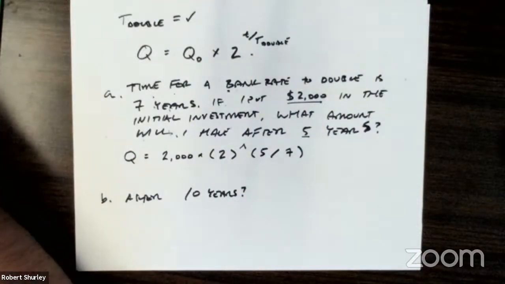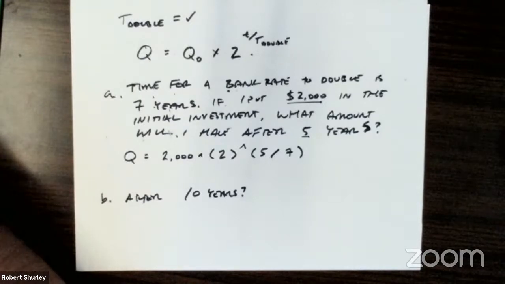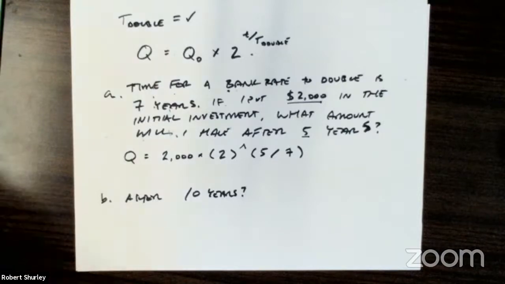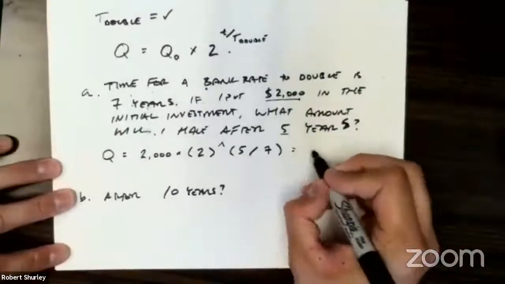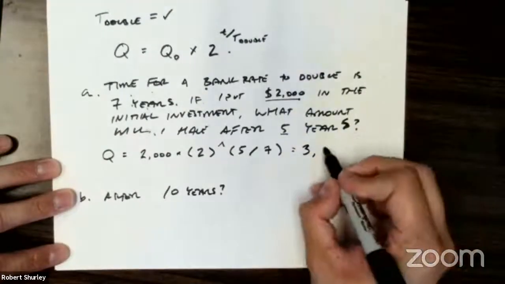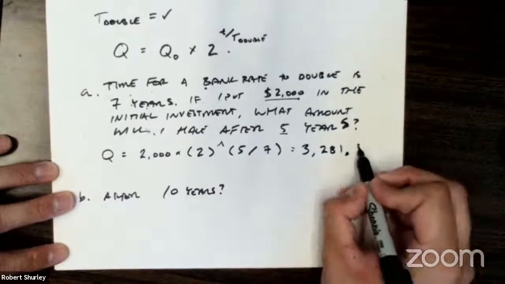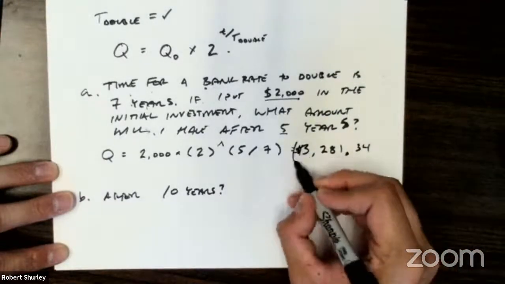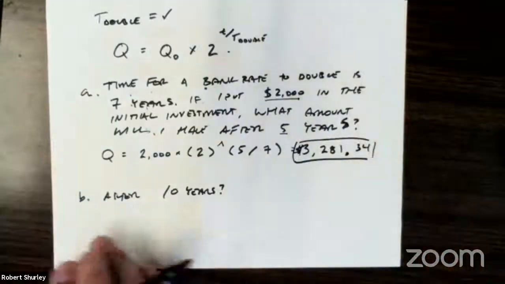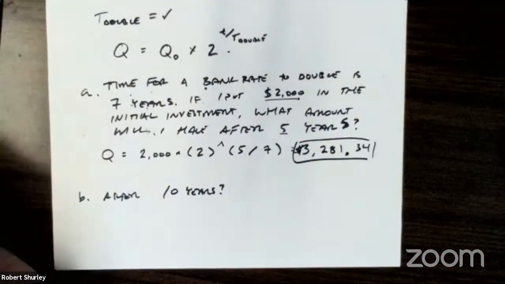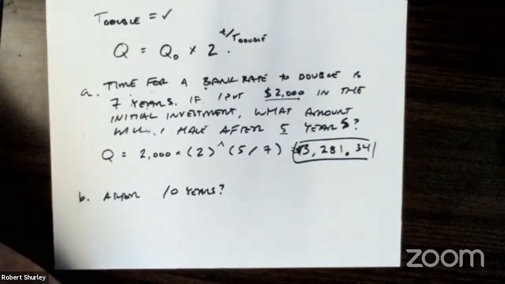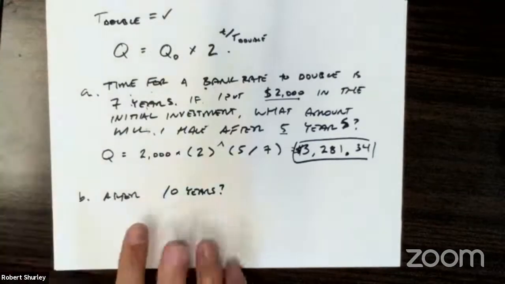And pop it in there. I'm going to see what we get. 2,000. We really know it's got to be less than 4,000, right? 2 raised to the 5 divided by 7. I get, if we round it to the penny, 3,281.34. So now I want you to try this next one.